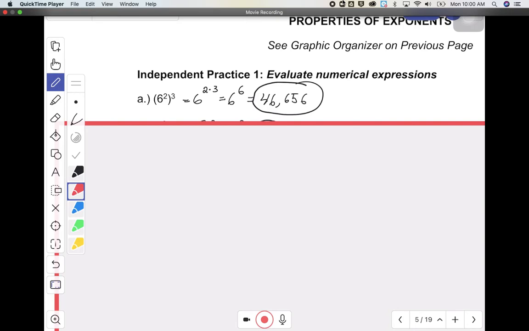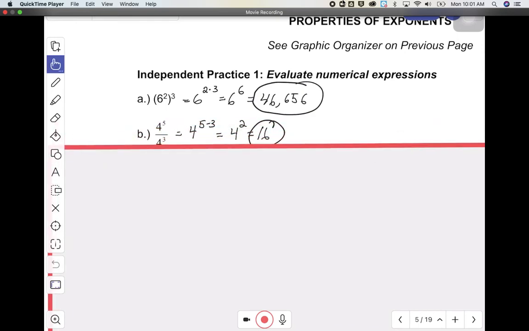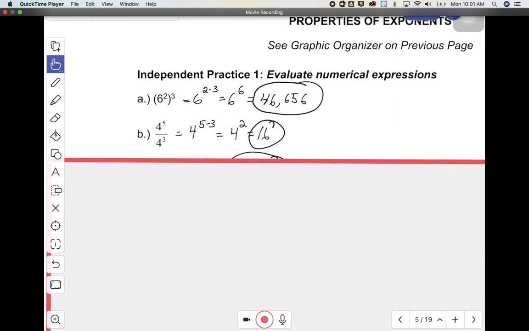So for part A, I did use my power rule. I found the product of 2 and 3, that is 6. So 6 to the 6th power. Threw that in my calculator. 46,656 is your answer. For the next one, I used my quotient power. I am allowed to subtract my exponents here because I have a like base of 4. 5 minus 3 is 2, so 4 squared does give me 16.